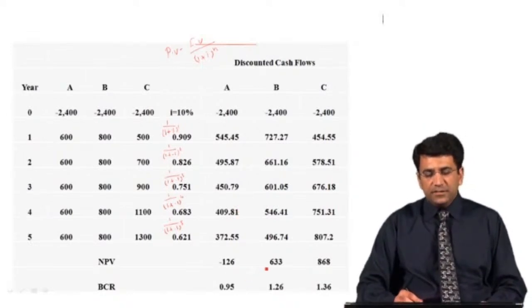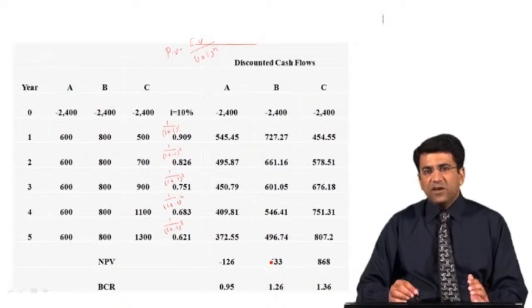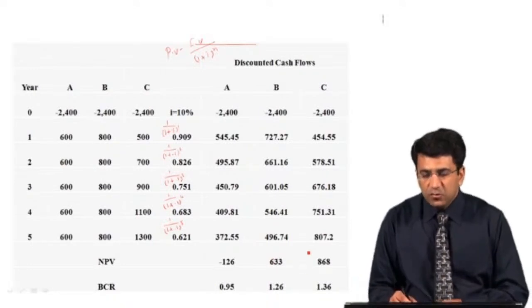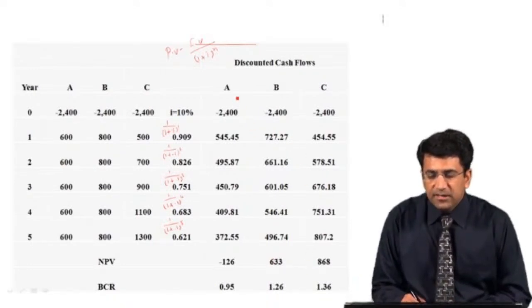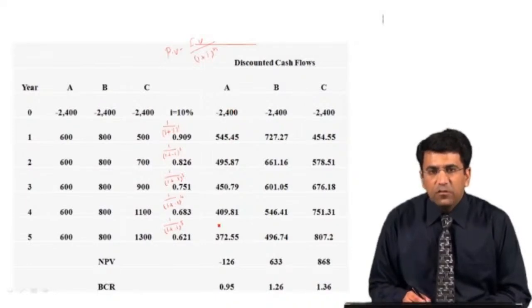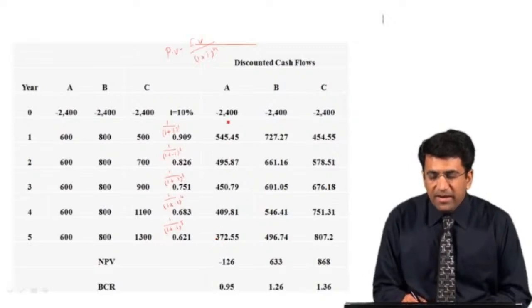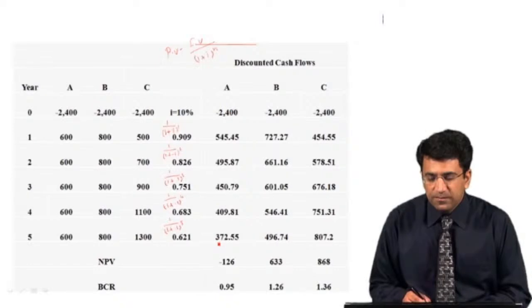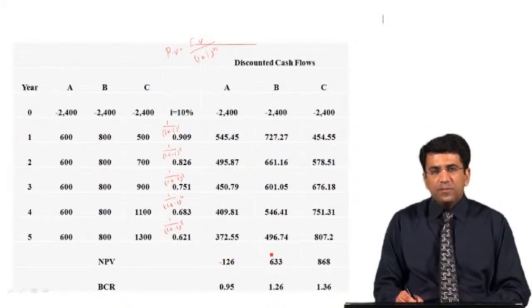And as you know, we can calculate the net present value by adding the discounted cash inflows and cash outflows. In this column for project A, you can see the discounted cash outflow, that is the investment, and these are the cash inflows, that is the revenues. If we add up these values, we will get the net present value for project A. Similarly, you can get the net present value for project B, and in the same way for project C.